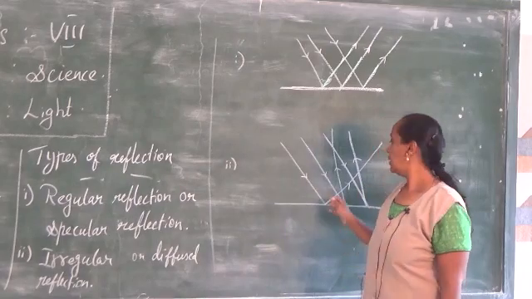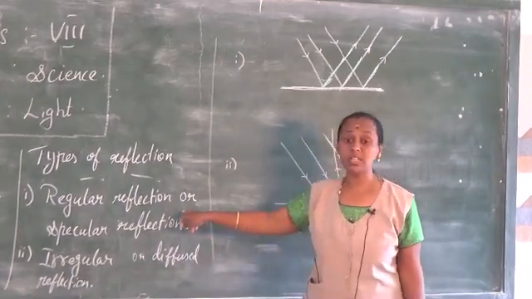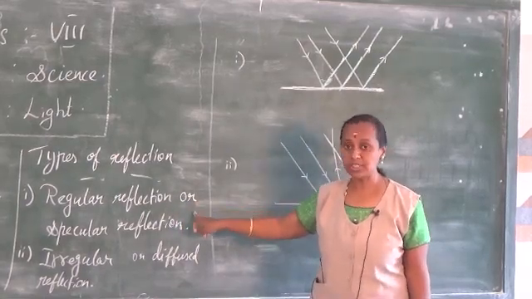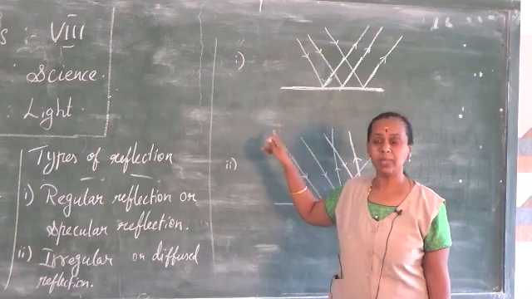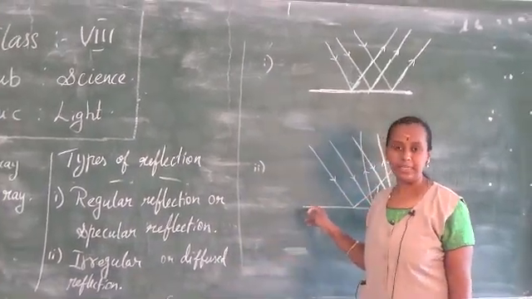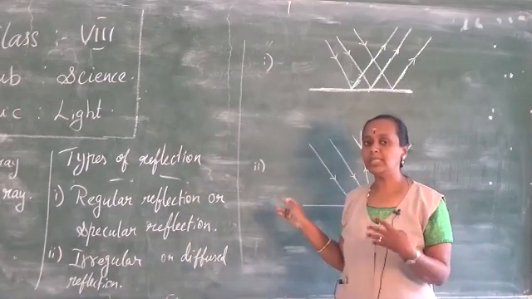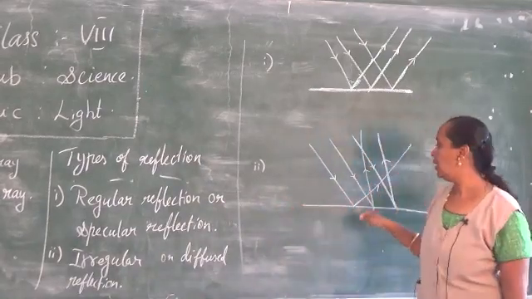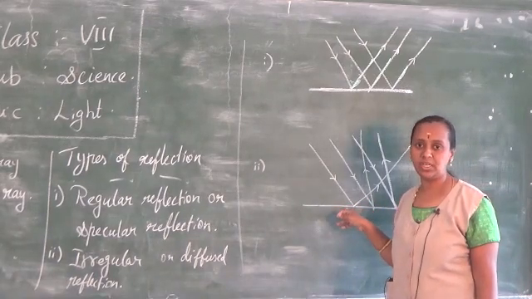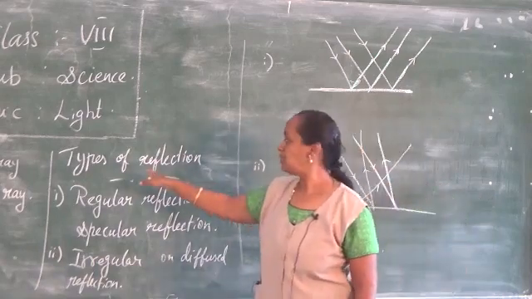That is the difference between regular and irregular reflection. When light falls on a smooth, shiny or polished surface, it forms a clear image, whereas on a rough surface it does not give a clear image. You can say the reflections formed by a wall are called irregular reflection or diffused reflection. So you can now understand what the types of reflection are.